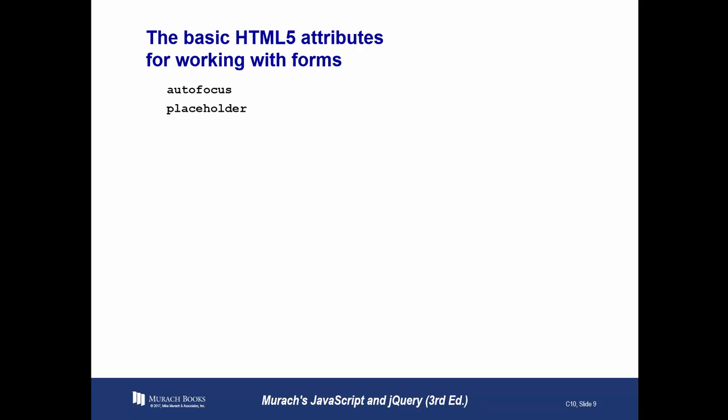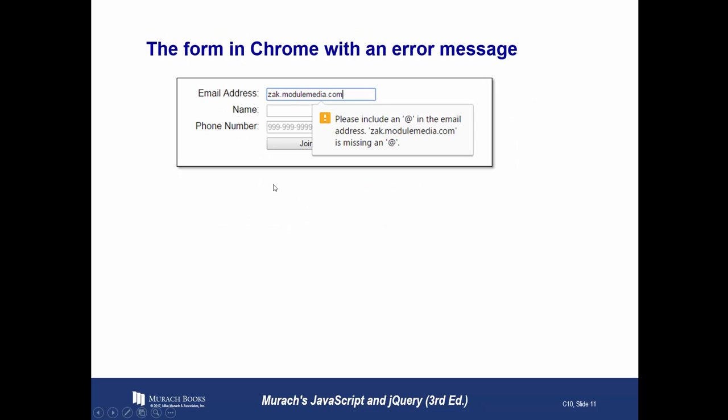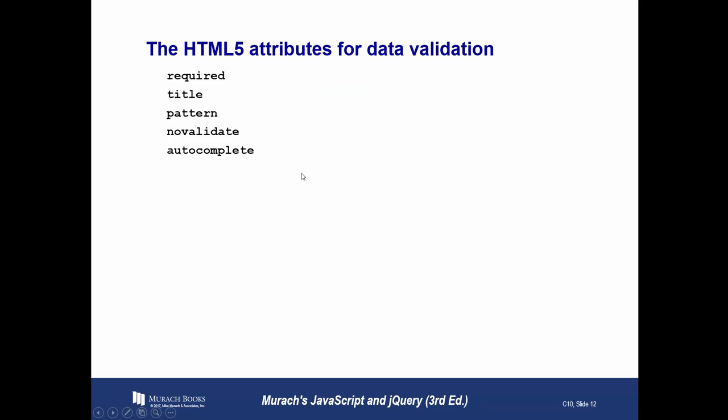Now, things that you use for this include autofocus. Autofocus is a Boolean attribute that tells the browser to set the focus on a field when the page is loaded. Typically, it's the first field in a form. Doesn't have to be. And placeholder, which is temporary text in the field that is removed as soon as the user clicks in it and puts something in. So many of the HTML5 input controls provide for basic data validation, all right, but not all. Here's an example of using some of them.